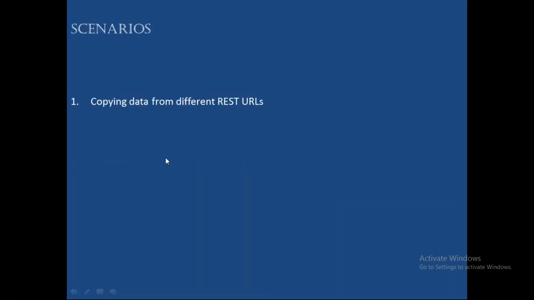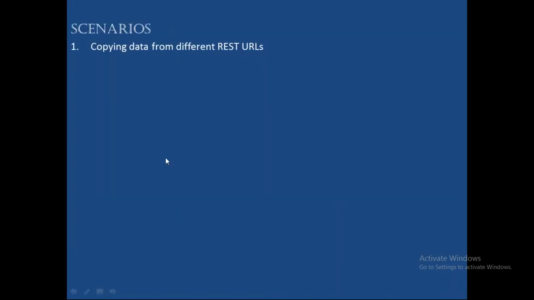So let's discuss what are the scenarios we will cover in today's session. We are going to cover scenarios like copying data from different REST API URLs. So we know, right, dynamically we are going to pass the values. These values will be appended to the URL. So that's how we are going to form the different URLs. So from different URLs, we will copy the data. Next, we will see how to create REST API URLs dynamically. How will you create it?